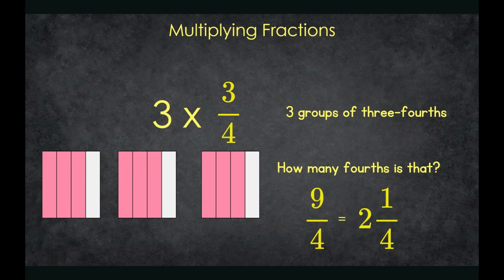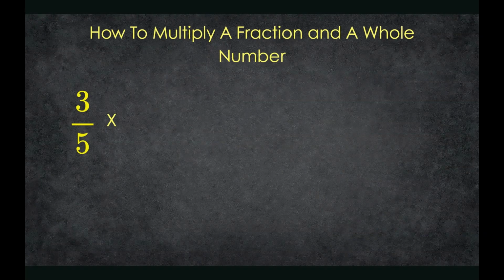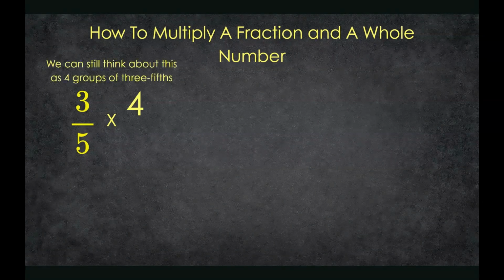Okay. So in this next one, I'm going to show you kind of a little more of the math behind it without the visuals. So in this example, we've got 3/5 times 4. I can still think of this as 4 groups of 3/5 because in multiplication, the order of the parts does not matter. So I can switch that. So 4 is first and 3/5 comes after. So we still have 4 groups of 3/5.